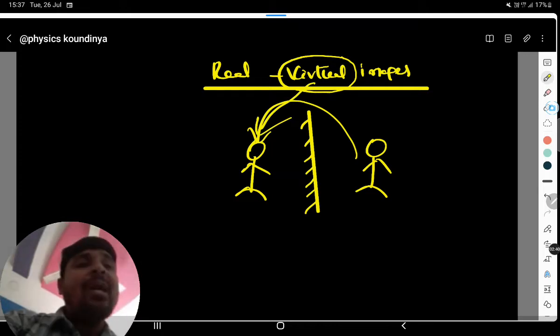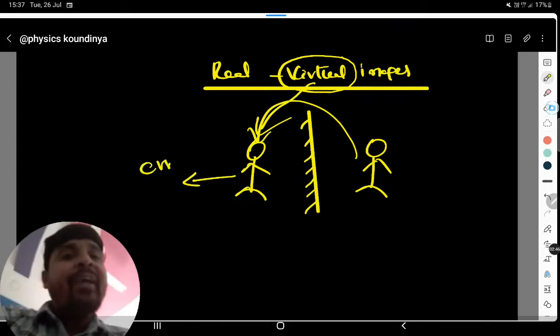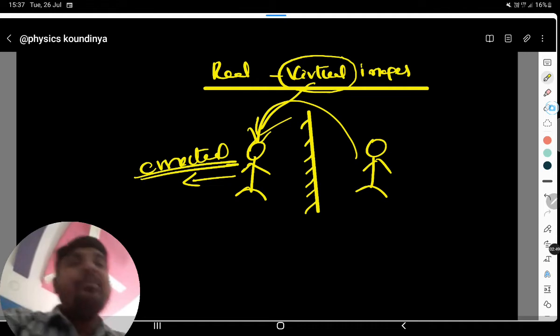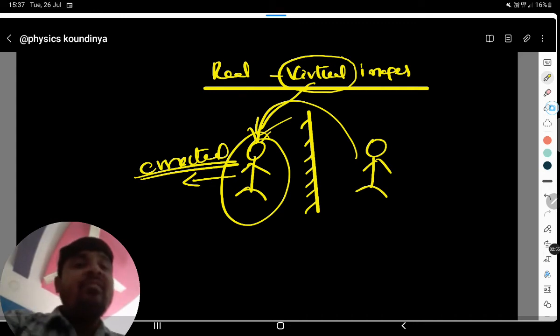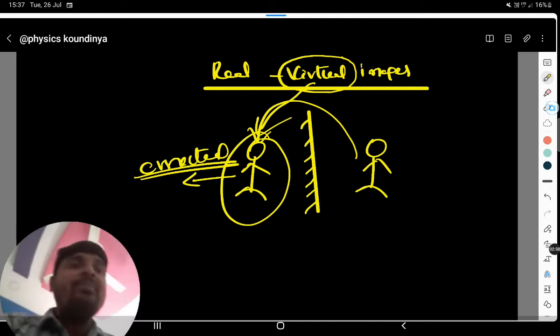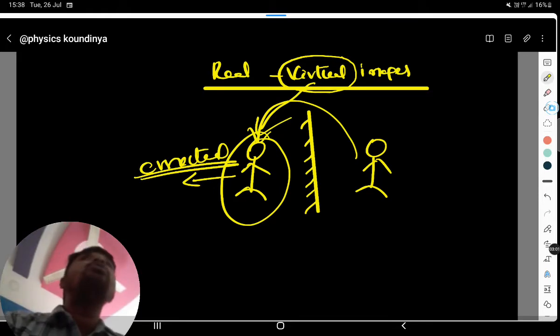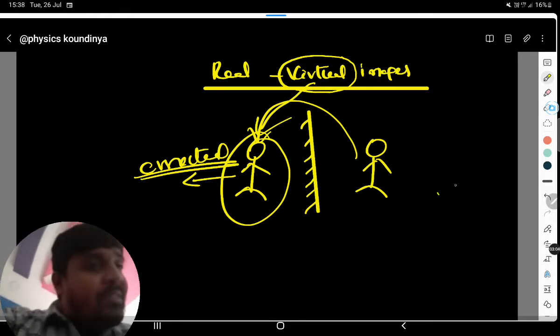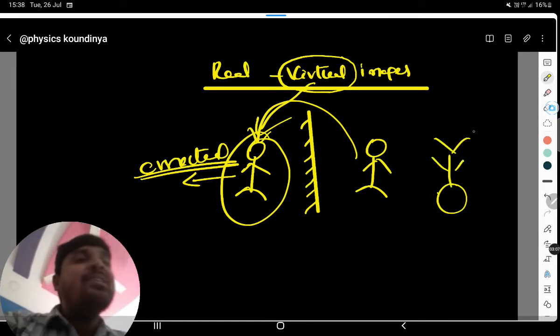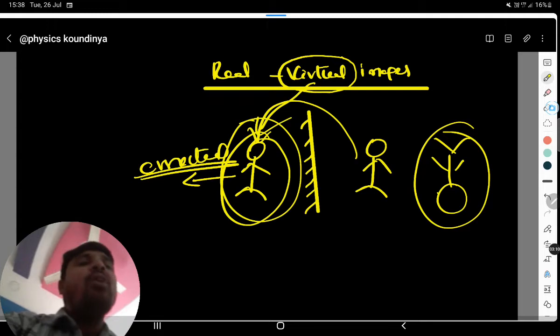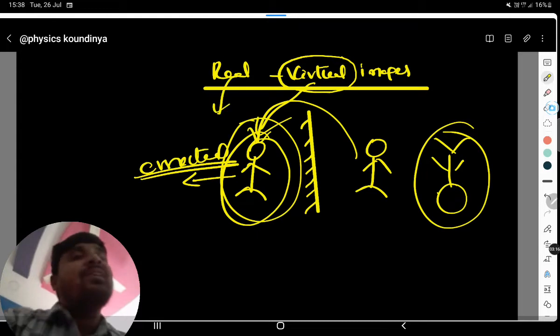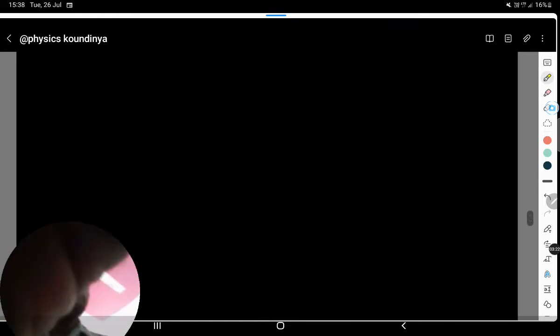Virtual images are those images which are formed behind the mirror, and you always find an erected image, meaning upright. You are going to find the image like this. Real images are those images which can be caught on the screen. That means they are not the type of images formed behind the mirror. So a real image will be formed something like this. A real image is always inverted, a virtual image is always erected. You have to understand this. And a real image can be caught on the screen, whereas a virtual image cannot be caught on the screen. So here we are going to understand the difference in a tabular form.